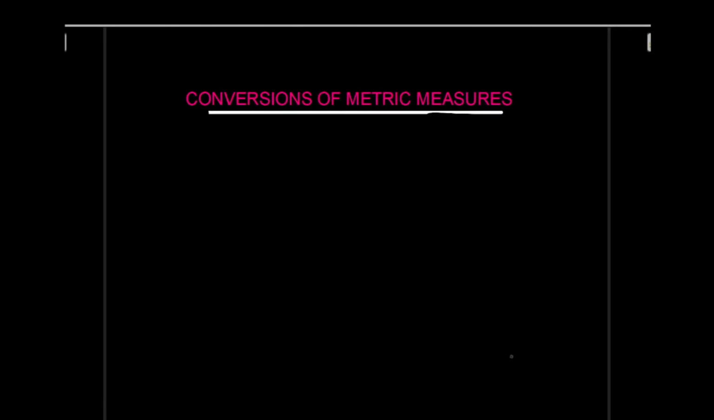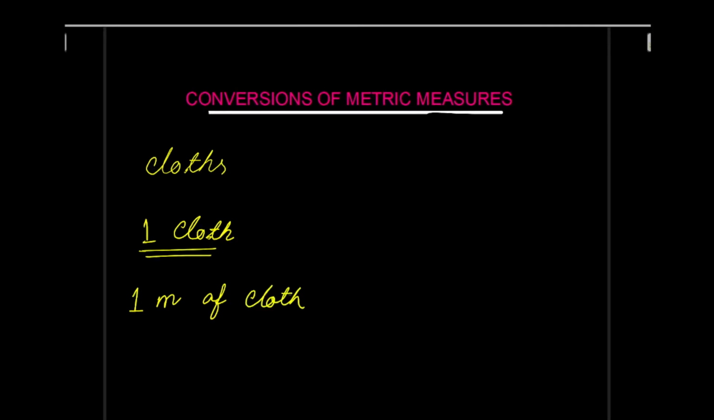So if you want to buy some clothes, then for that you have to go to the market. Then you have to ask the shopkeeper. What you have to ask? Can you say like that, uncle, please give me one cloth? No, you can't say like that. You have to say, uncle, please give me 1 meter of cloth. Yes, 1 meter of cloth.